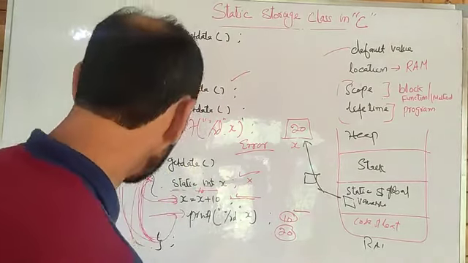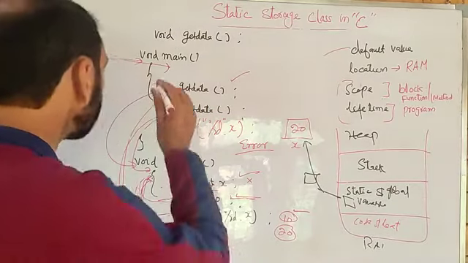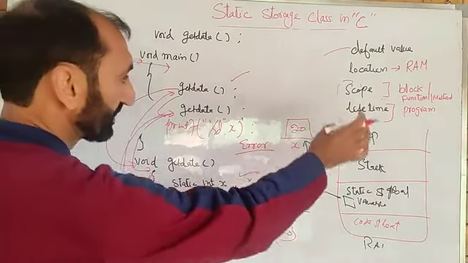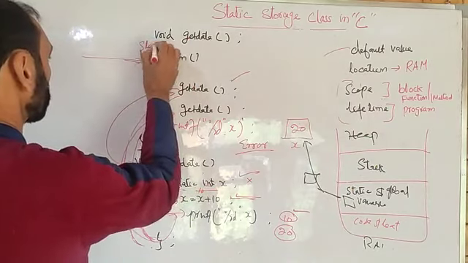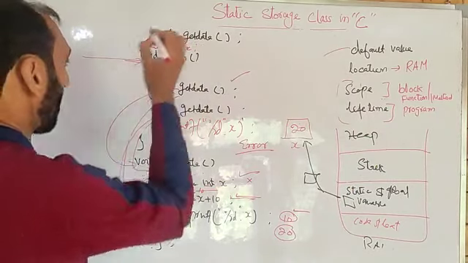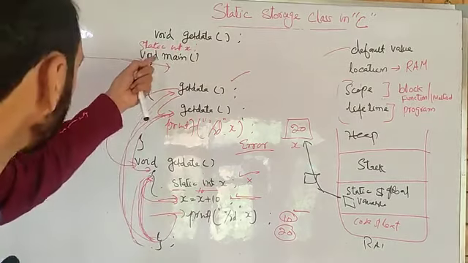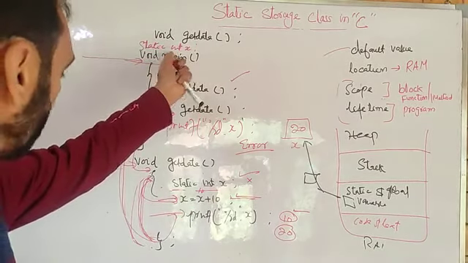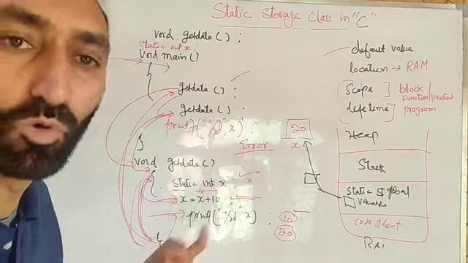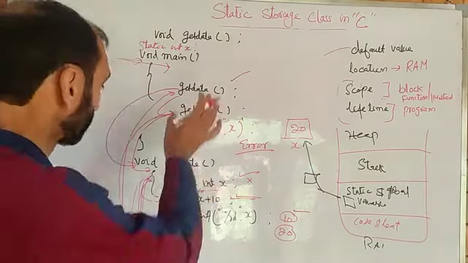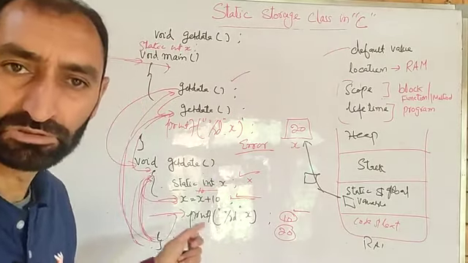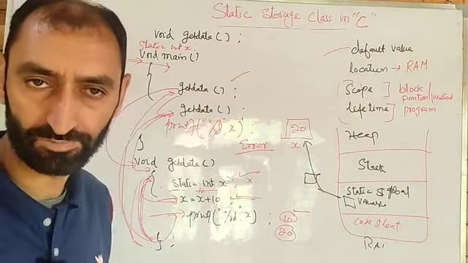Okay. And one more thing, we can also declare this static variable as a global. For example, here static int x. It is also possible. We can also declare the static variables as global. That means global declaration is also possible in case of static storage class variables.